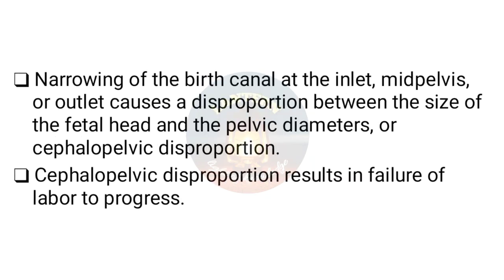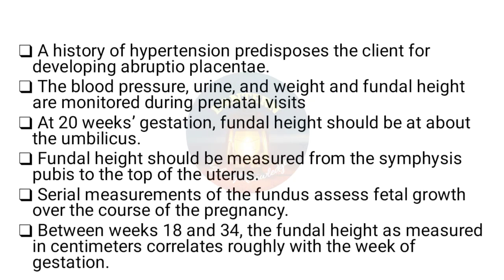Narrowing of the birth canal at the inlet, mid-pelvis, or outlet causes disproportion between the size of the fetal head and pelvic diameters, also called cephalopelvic disproportion. Cephalopelvic disproportion results in failure of labor to progress. A history of hypertension predisposes the client to developing abruptio placenta.